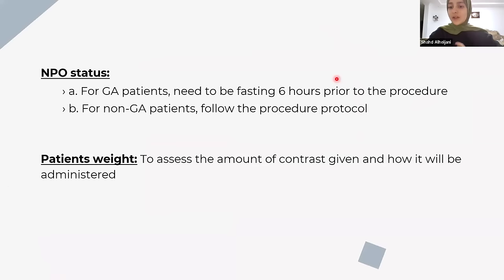Okay, nothing for oil, fasting, yes. So basically, tell the patient not to eat and not to drink before the procedure. GA stands for general anesthesia. A patient undergoing general anesthesia needs to be fasting 6 hours prior to the procedure.